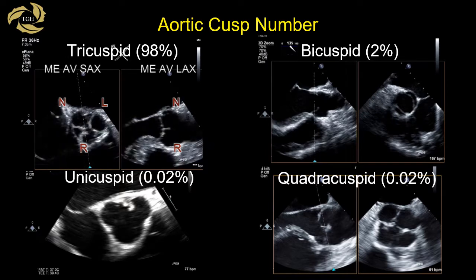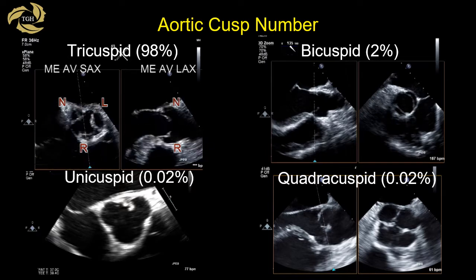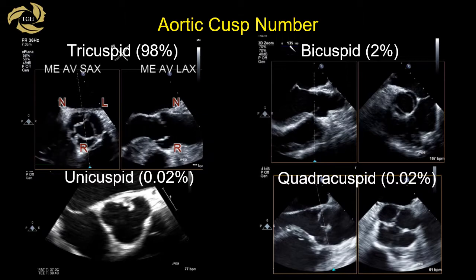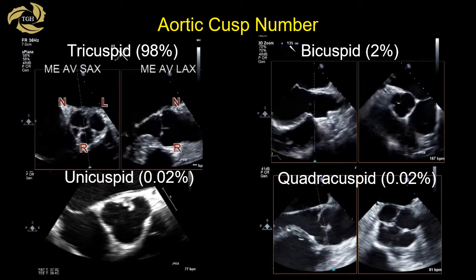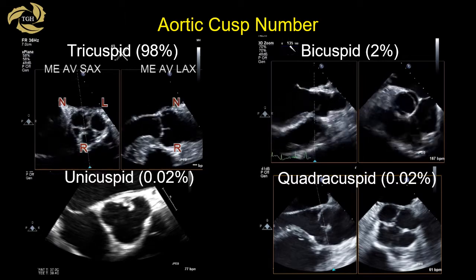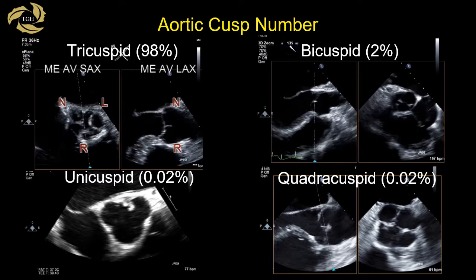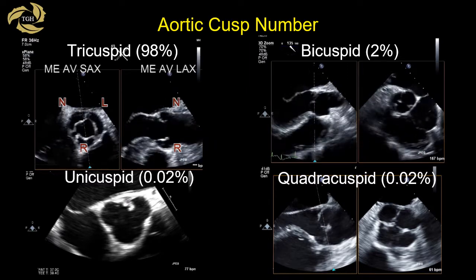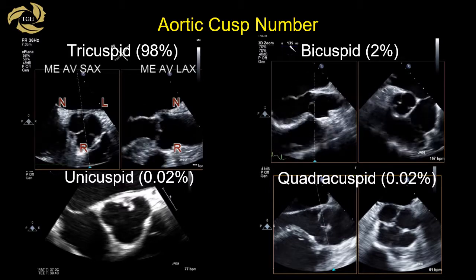For structure, an important determination is the number of aortic valve cusps. This is assessed during systole from the midesophageal aortic valve short axis views, looking at the shape of the orifice and the presence or absence of commissures.